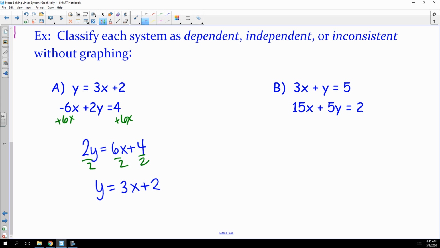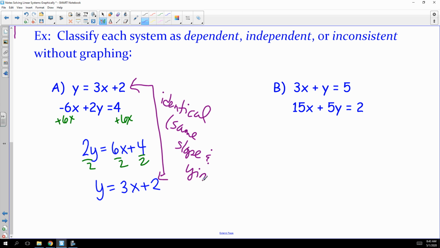Notice that this is identical, right? This line is now identical. Same slope and the same y-intercept. That means they must be dependent. It's the exact same line. Nice if I could spell dependent.